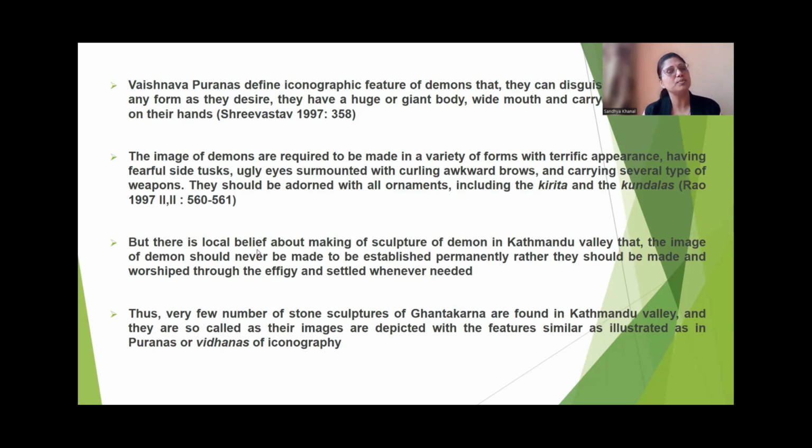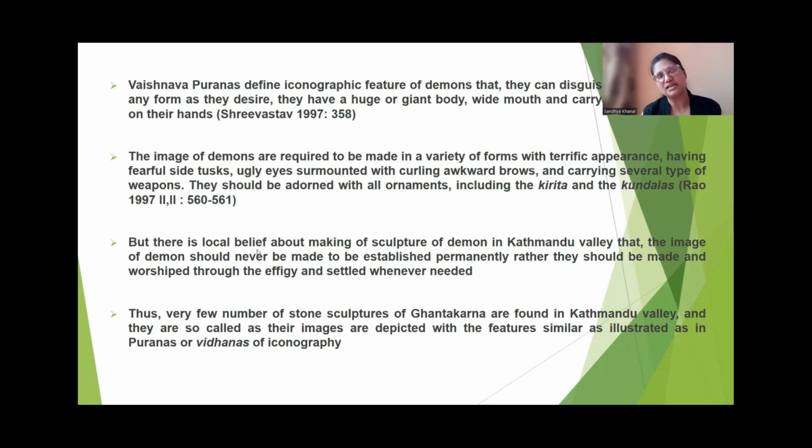But in Gopinath Rao's book, The Elements of Hindu Iconography, he has mentioned that the images of demons are required to be made in a variety of forms with terrific appearance, having fearful side tusks, ugly eyes, surmounted by curling awkward brows, and carrying several types of weapons. So this would be adorned with all the ornaments, including kirita and kundalas.